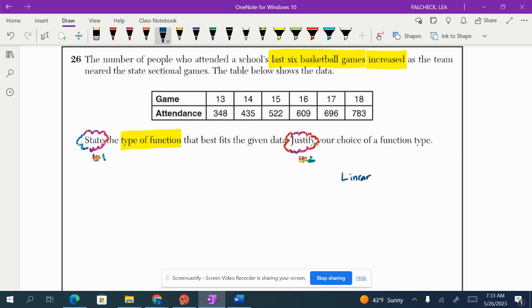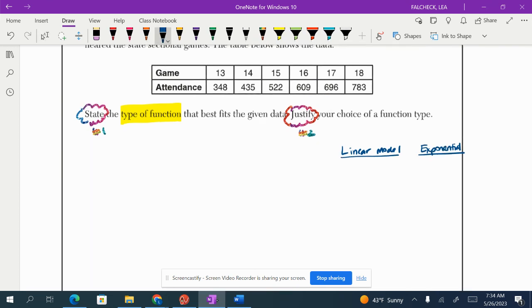It could either be a linear model or an exponential model. If the data is a linear model, then you are going to be adding or subtracting the same amount each time. Okay, so that is that constant rate of change or slope that is characteristic of a linear model.